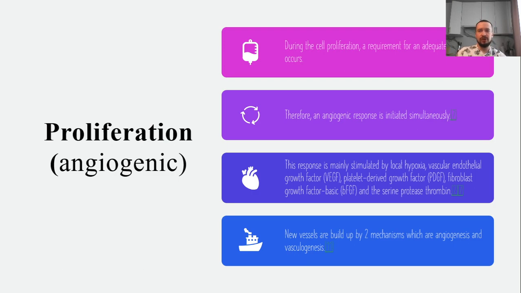During cell proliferation, a requirement for an adequate blood supply occurs, therefore an angiogenic response is initiated simultaneously. This response is mainly stimulated by local hypoxia, vascular endothelial growth factors, platelet-derived growth factors, basic fibroblast growth factors, and the serine protease thrombin. New vessels are built up by two mechanisms, which are angiogenesis and vasculogenesis.